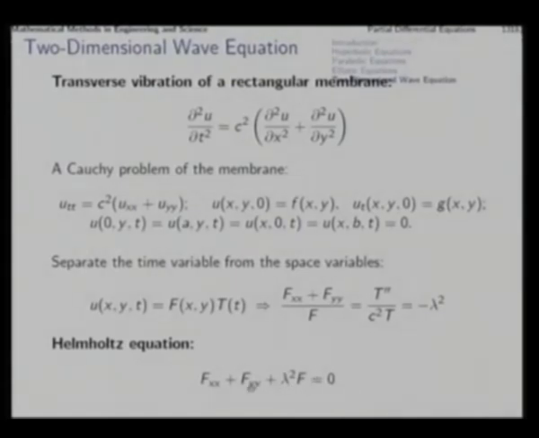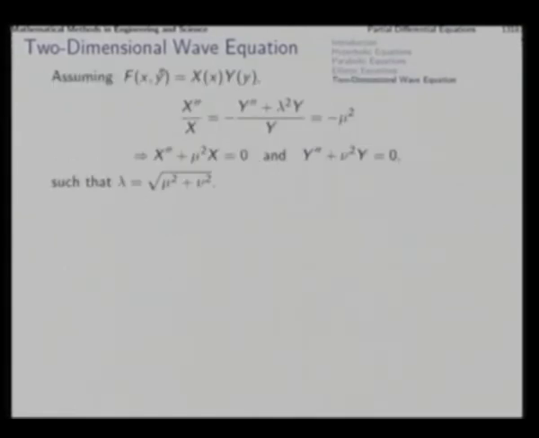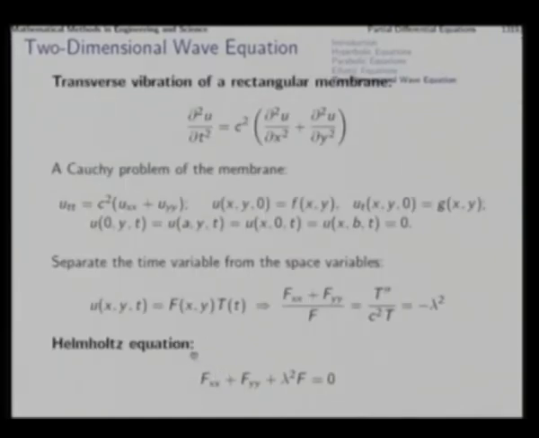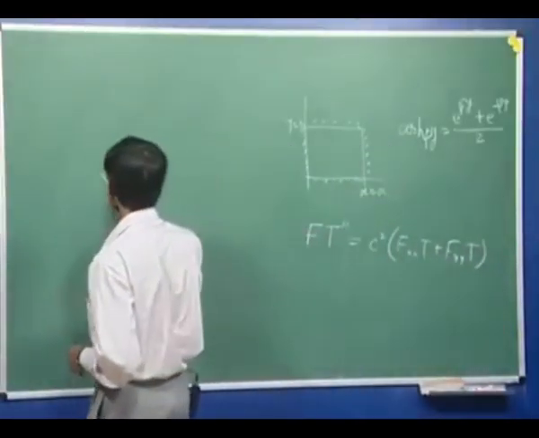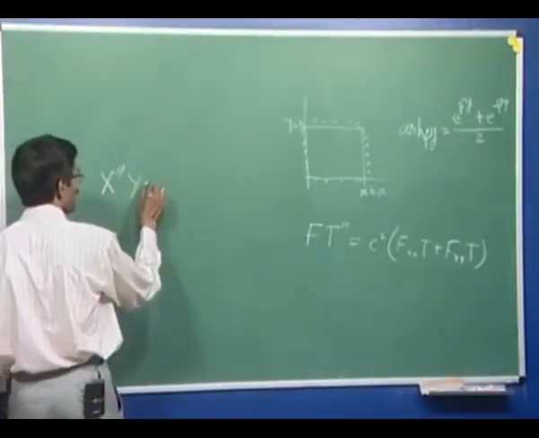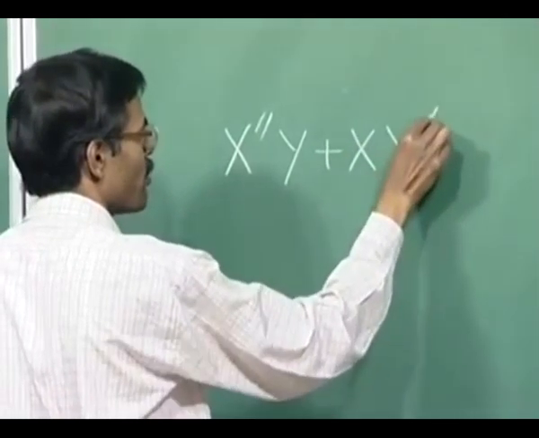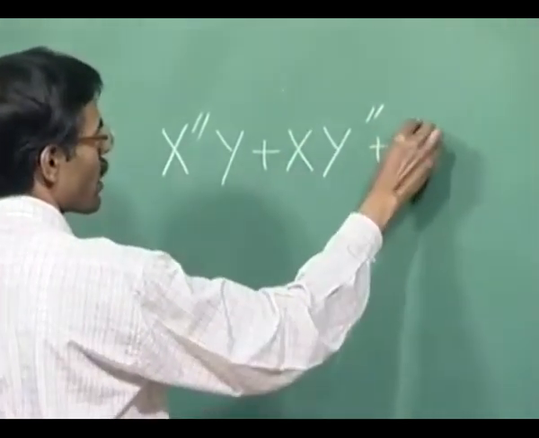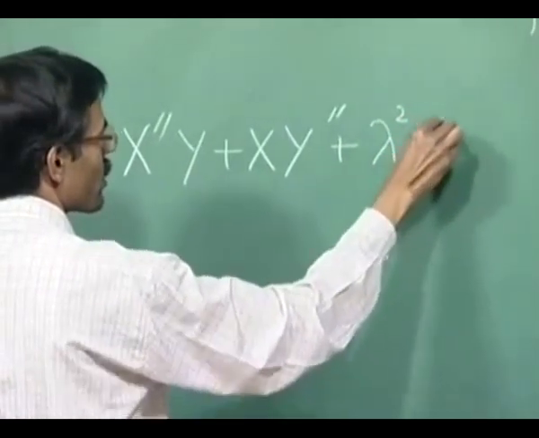In this elliptic equation involving the space variables only, we apply one more round of separation of variables, and for that we assume f(x,y) in this manner. As we do that, the first term f_xx will involve X double prime into Y, and this will involve X into Y double prime. So, we can write this as X double prime into Y plus X into Y double prime plus lambda square f, which is XY, equal to 0.